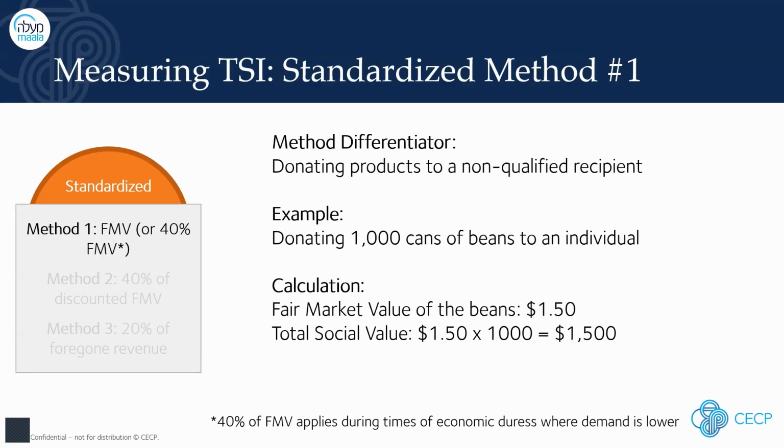I've also noted that in cases where there is economic duress, during really stressful economic times where demand is lower, it isn't fair to use the full fair market value because you probably would not receive that full fair market value on the marketplace. So, in those cases, you would do 40% of the fair market value.